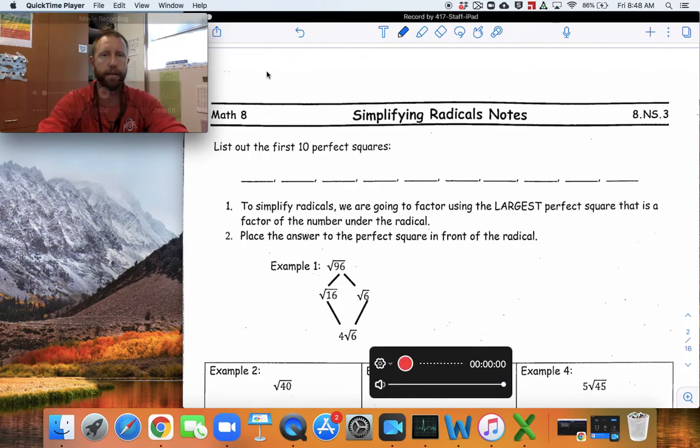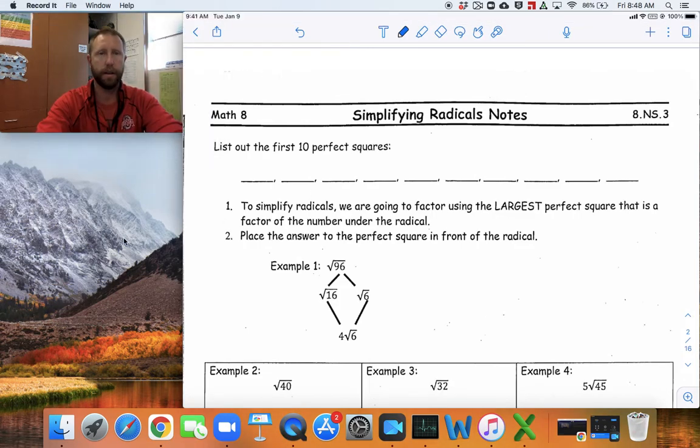All right, guys, let me get this set up. There we go. So we are on to our next packet here, and I'm on the first notes page. We're going to do some radicals.